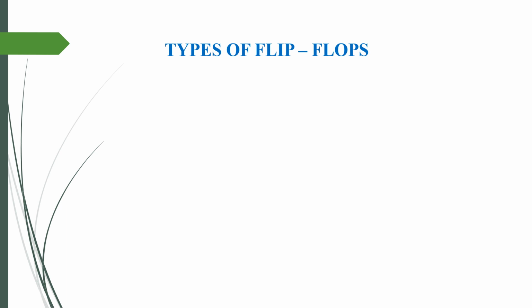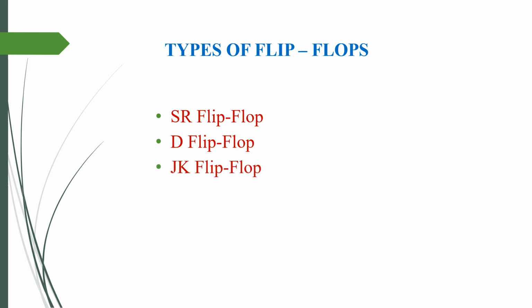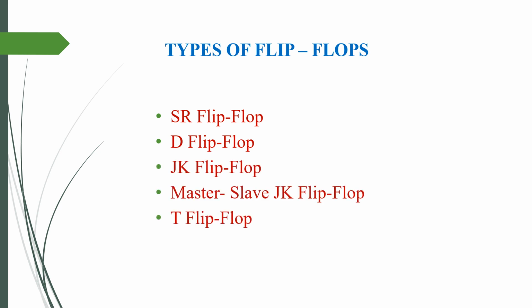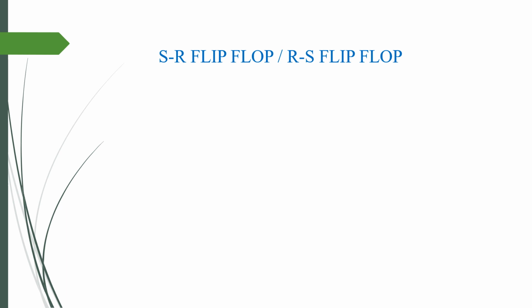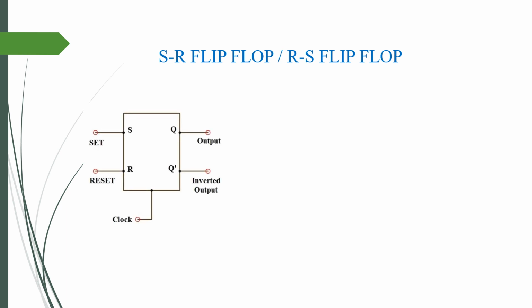Let us see types of flip-flops. SR flip-flop, D-type flip-flop, JK flip-flop, master-slave JK flip-flop and T-type flip-flop. These are the types of flip-flops. First we will see SR flip-flop. This is also known as RS flip-flop.